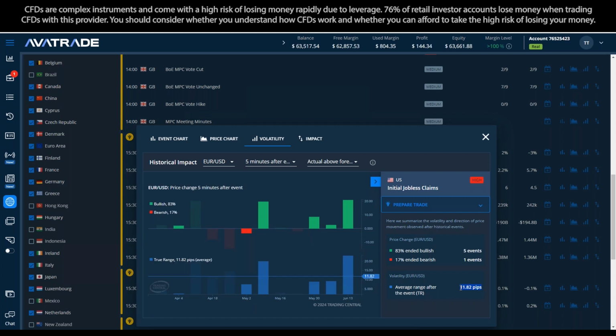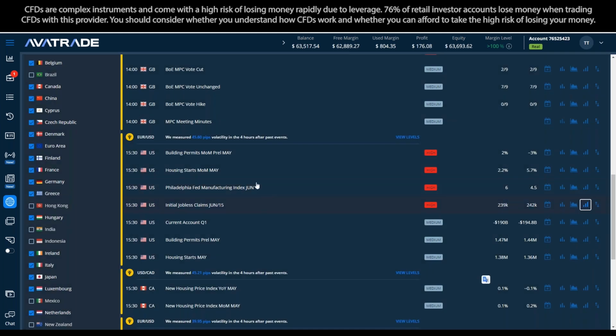But you can look and see and understand that at least on average in the first 5 minutes, it didn't go past 12 pips. But after 4 hours, we're looking at a range movement of almost 40 pips. So you have time to get your trade off even after the numbers come in, is what that demonstrates. So that's another announcement that really could be useful, this jobless claims number.